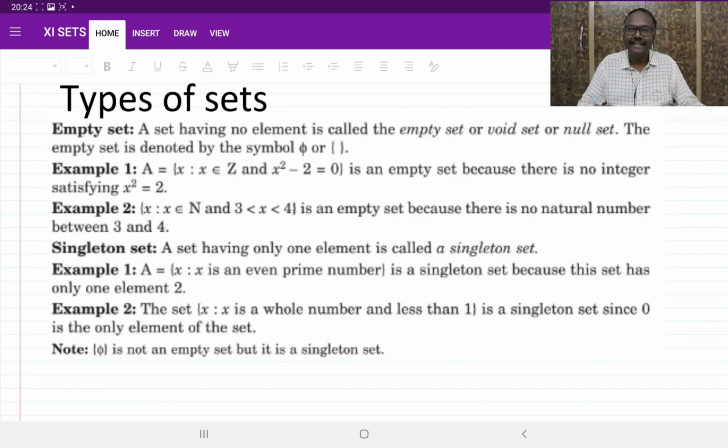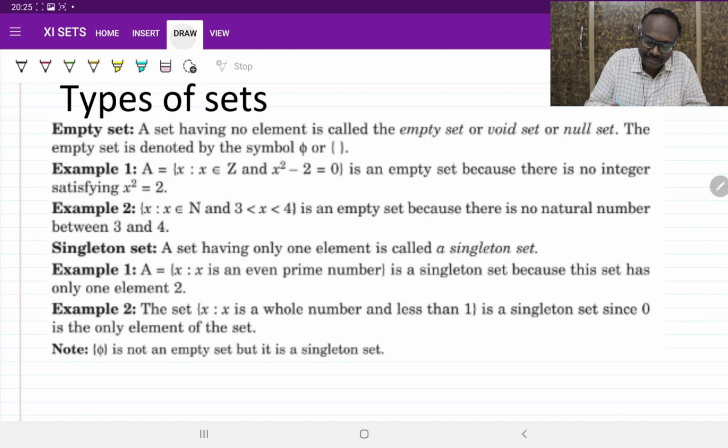Now let us see the different types of sets. The first type of set is an empty set. A set which contains no elements is called an empty set. So in the empty set we find that there are no elements, so we write it simply as the null set or empty braces.